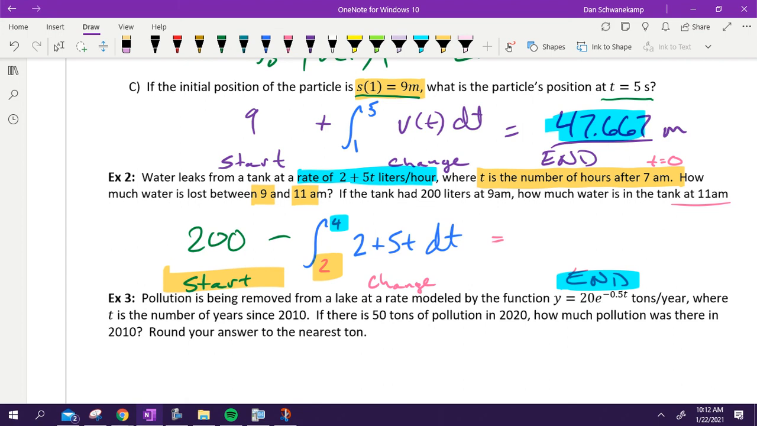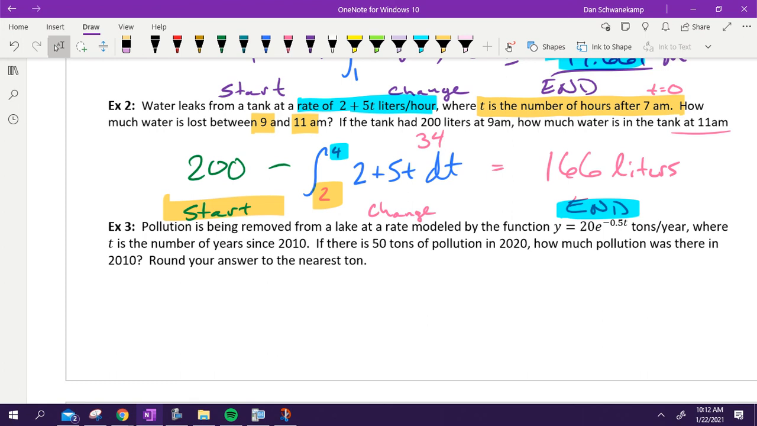Yes, we are doing minus because it's going to tell you a positive amount. If we integrated this right here, it would get you 34. So we had to go minus there because it's telling you how much is lost. It is a rate of removal, so we had to use a minus sign. Does that make sense? So it's 200 minus 34. The answer is 166 liters. Make sense on that one?